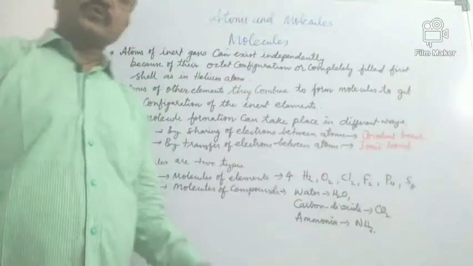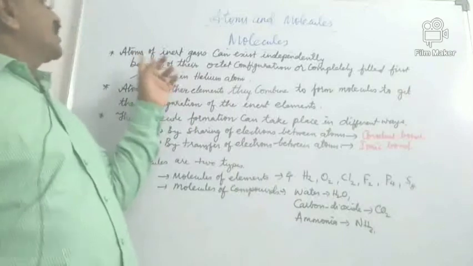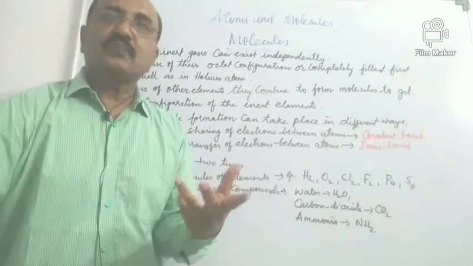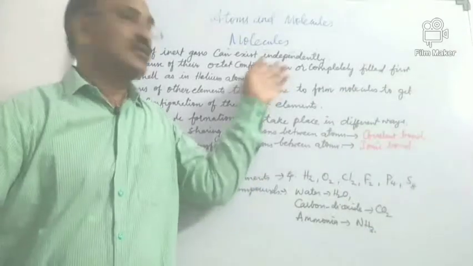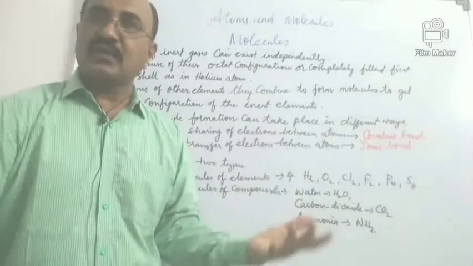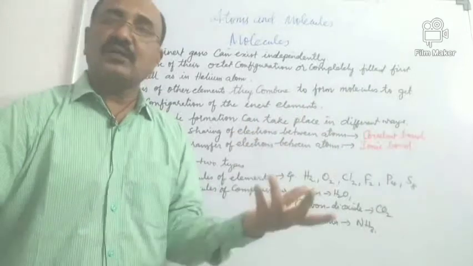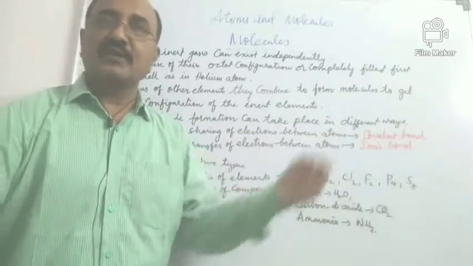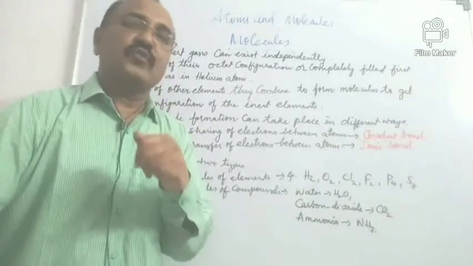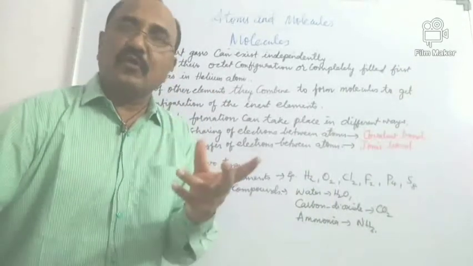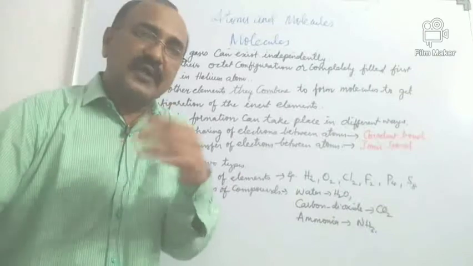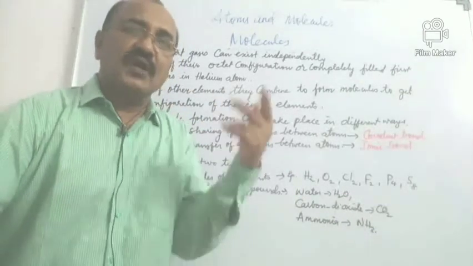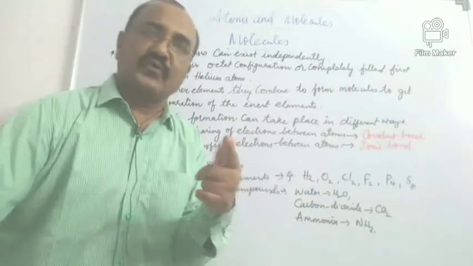So children, we find that the atoms of inert gases are quite stable because they have something called an octet configuration, so they can exist independently. But why are other atoms combining? We have seen that the reason for other atoms trying to combine to form molecules is only one: they are trying to get the configuration of inert gases.